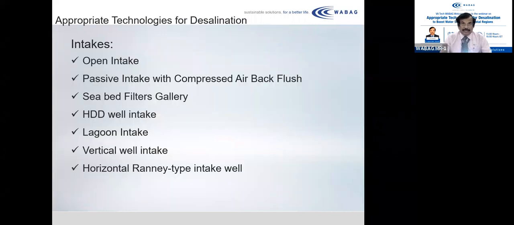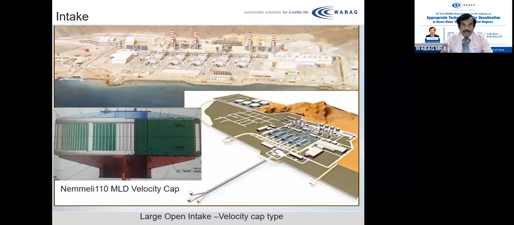So let us start right from the beginning of intake. There are different types of intakes available: open intake, passive intake with the compressed air backflushing arrangement, seabed filter galleries, horizontal directionally drilled intakes, lagoon intakes, vertical well intakes, and horizontal Ranney type intake wells. The one you see here is a large open intake with the velocity cap arrangement.